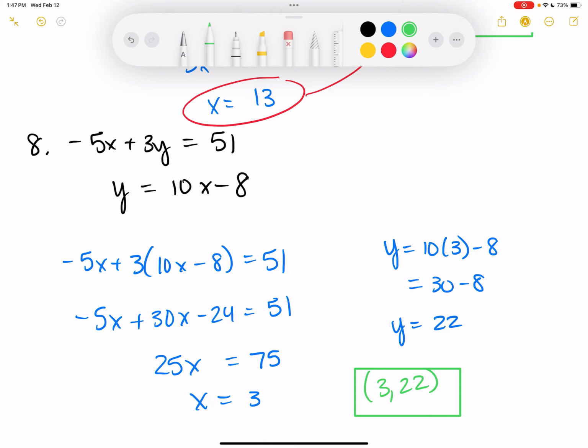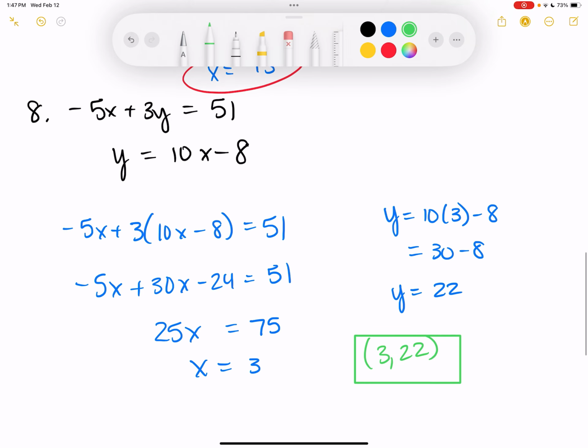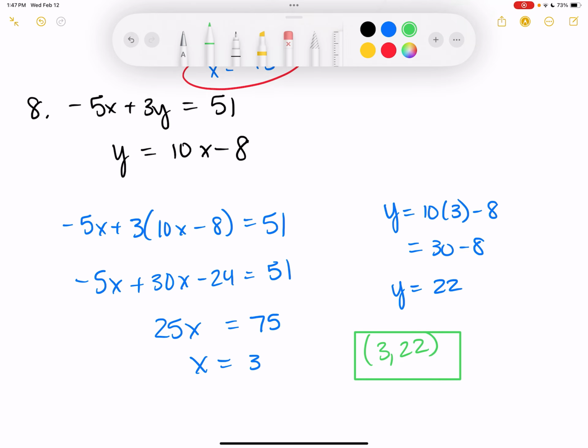All right, do we get an ordered pair? (3, 22). Does everybody agree? So we used the 10x minus 8. We plugged that in for y in the first equation. Then I had to distribute, which gave me 30x minus 24. Combined like terms, I got 25x, and in that step I also added the 24 over, which gave me the 75. So x equals 3. Then I plugged that in for y. So I had to do 10 times 3 minus 8, which is 22. So the point is (3, 22).